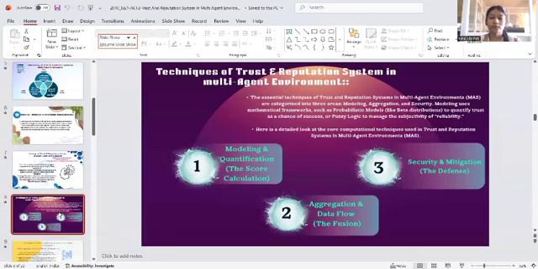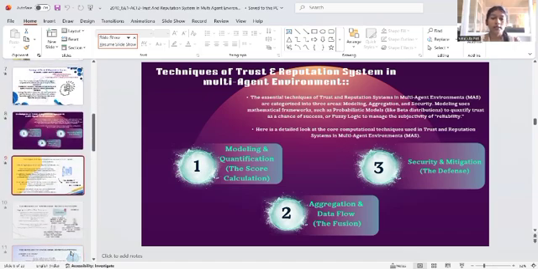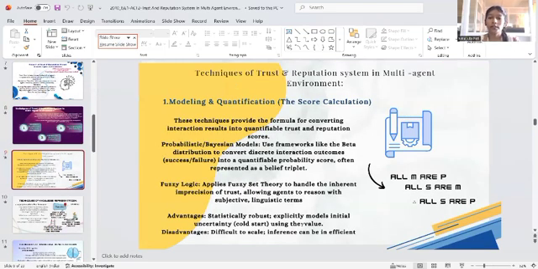So let's see techniques of trust and reputation systems in multi-agents. There are three techniques. First one is modeling and quantification. In that technique, the score calculations in simple language. Second one is aggregation and data flow, in simple language, the fusion. And third one is security and mitigation. In short, the defense.